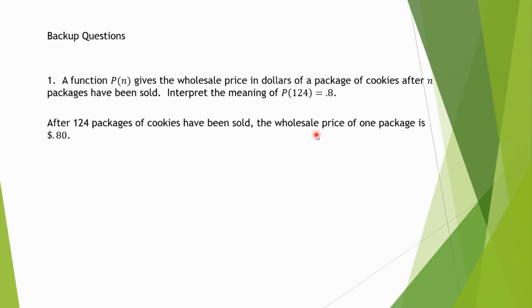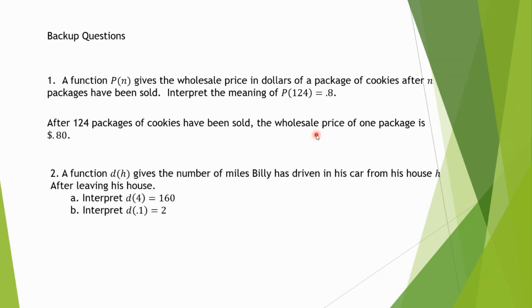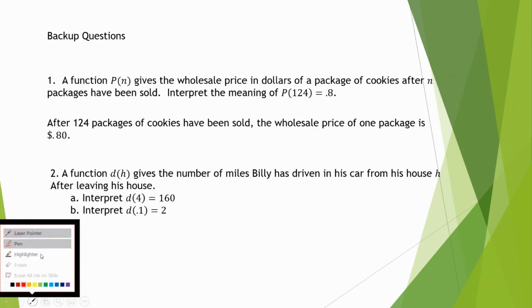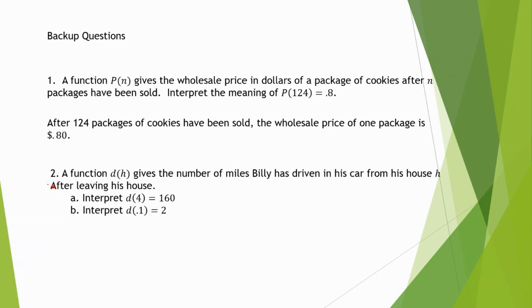Let's do another one. I don't remember what number it is, but I don't think it's number 2. This is the function d of h, telling us how many miles Billy has driven his car from his house, h hours after leaving his house. Let me just fix that. So h hours after leaving his house, d of h is how many miles Billy has driven.